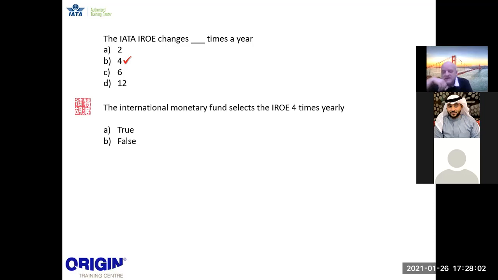Okay, what does the I stand for in IROE? IATA. International. So, do you think the Monetary Fund sets it or IATA sets it? IATA. So, do they set it? No, false. It's false.